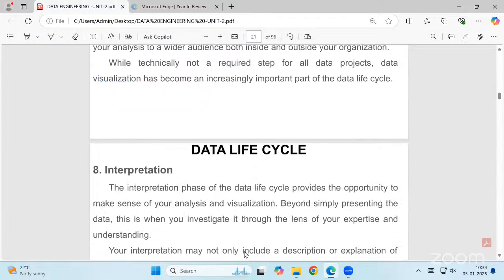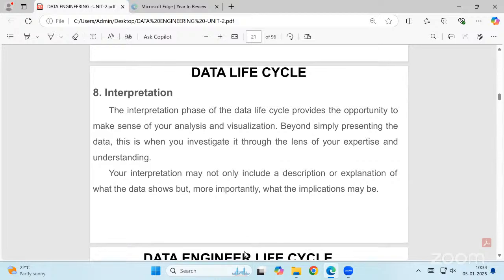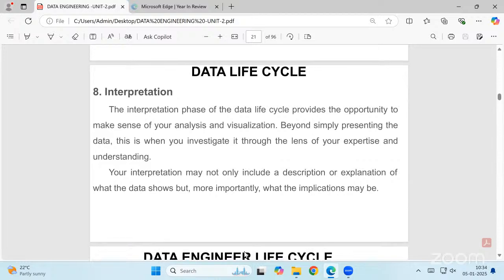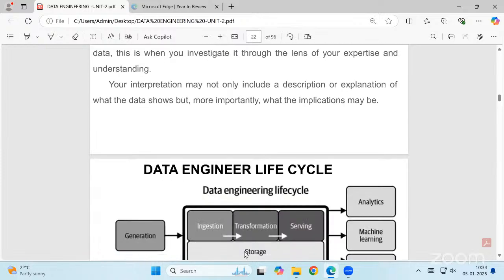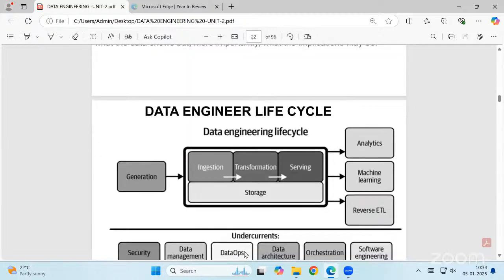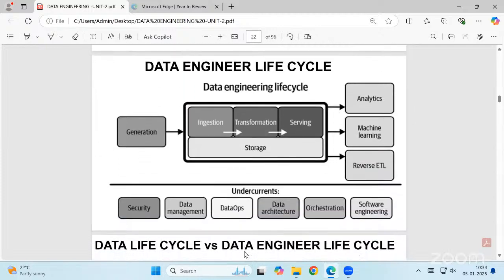And the interpretation part: what decisions you are going to take from the visualization, that is, the outputs or interpretations, your take on the visualization data. So it's just a theoretical description. The above 8 are the phases of the data life cycle. Now we'll see the data engineering life cycle. This diagram I showed in the earlier class.